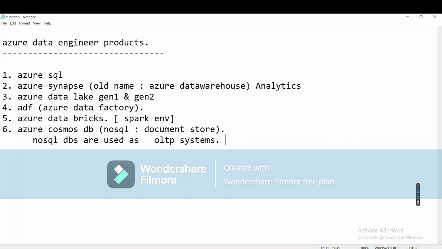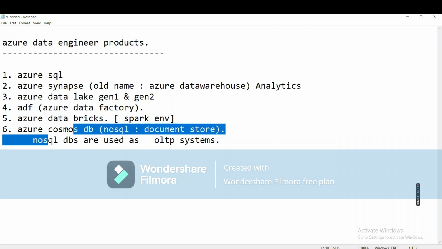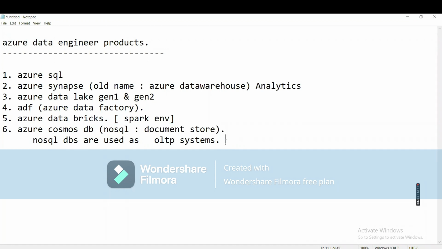Once you know how to connect with one single source, by making little modifications in the same way, you can connect with other sources. The procedure is the same. Got it? So Azure Cosmos DB is also one of the important products for you.